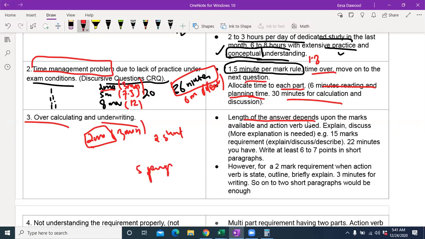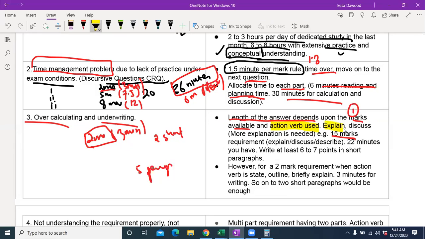A student often asks me what should be the length of the answer. I've already explained how much you need to write. The length of the answer depends upon the marks available, most importantly, like if it's a 15-mark requirement, and also as per the action verb used.